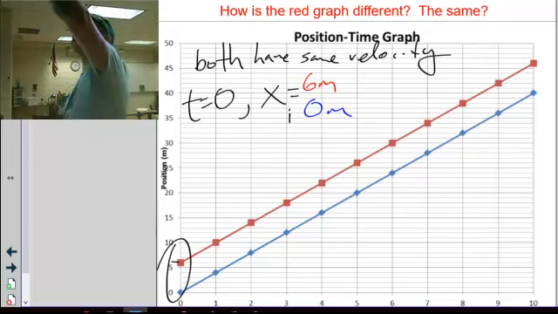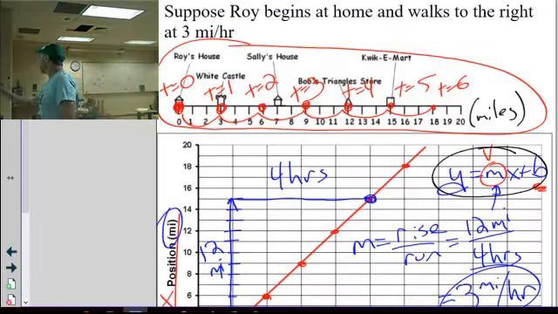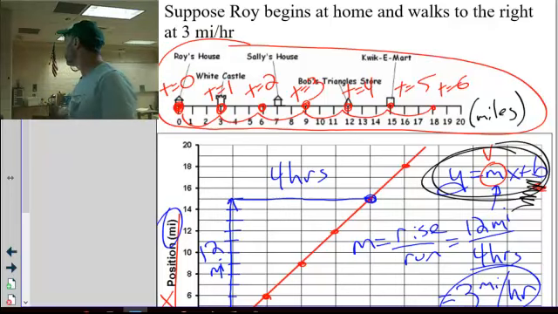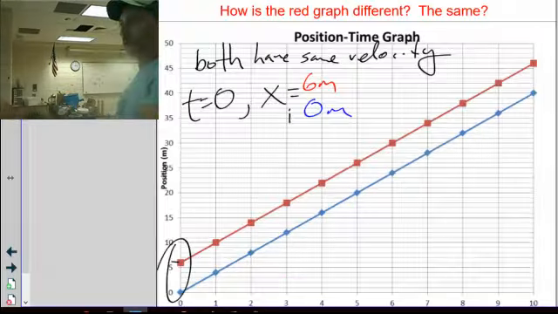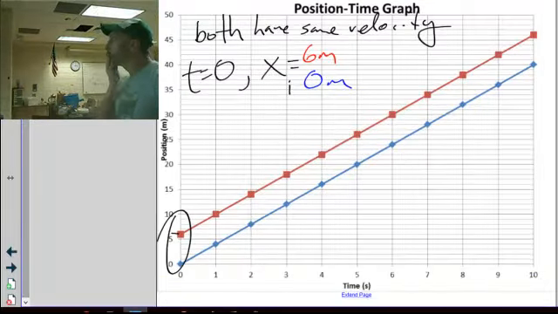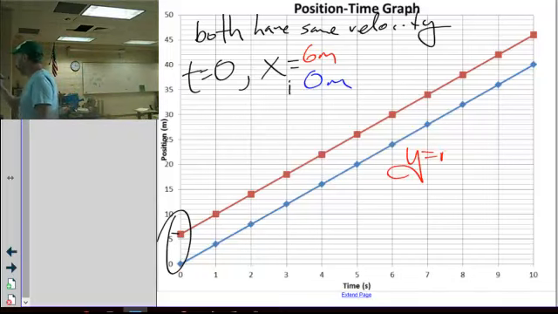And in the equation y equals mx plus b, b is your y-intercept. So b is your starting position, right? b is your starting position. So let's write an equation for this red line. So red line, y equals mx plus b.